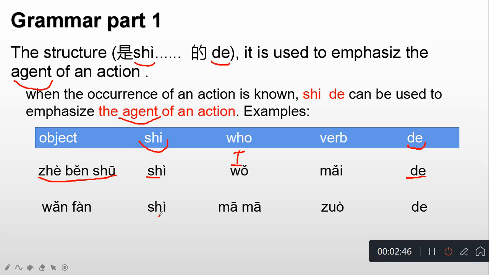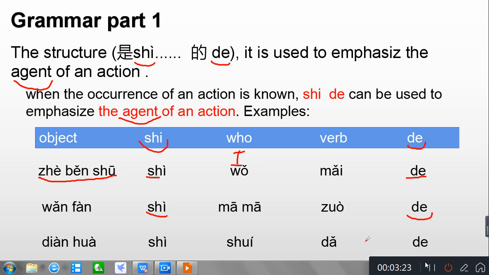晚饭是妈妈做的。是的。See? 晚饭 is dinner. So dinner is mama. Mama is used here being who. 妈妈做的晚饭, and 做 is like make the dinner or cook the dinner. So the dinner is made by mom.